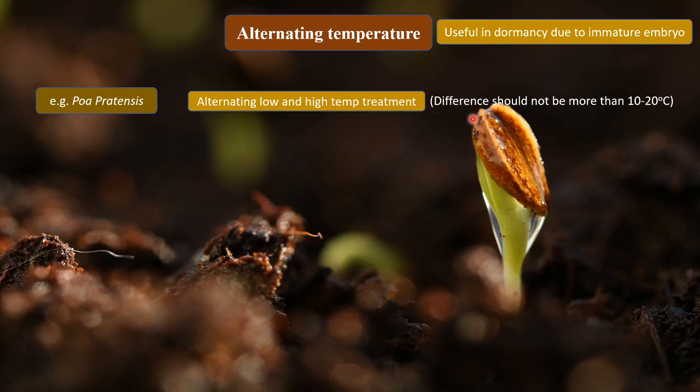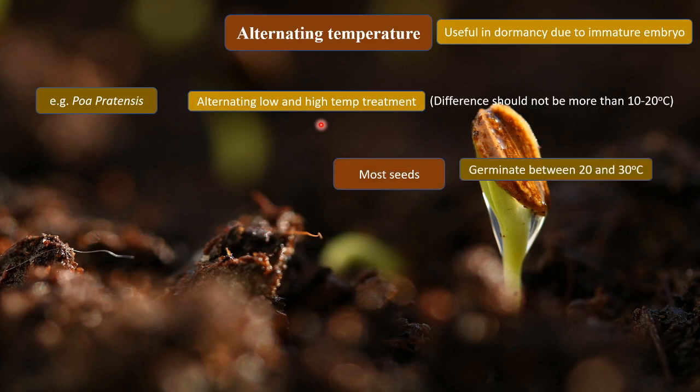The difference between temperatures should not be more than 10 to 20 degrees Celsius. The difference between low and high temperature should not be a high difference. Why? Because most of the seeds can germinate between 20 and 30 degrees Celsius. So this is the optimum temperature for a seed to germinate. Most of the seeds germinate at this temperature, that is between 20 and 30 degrees Celsius.